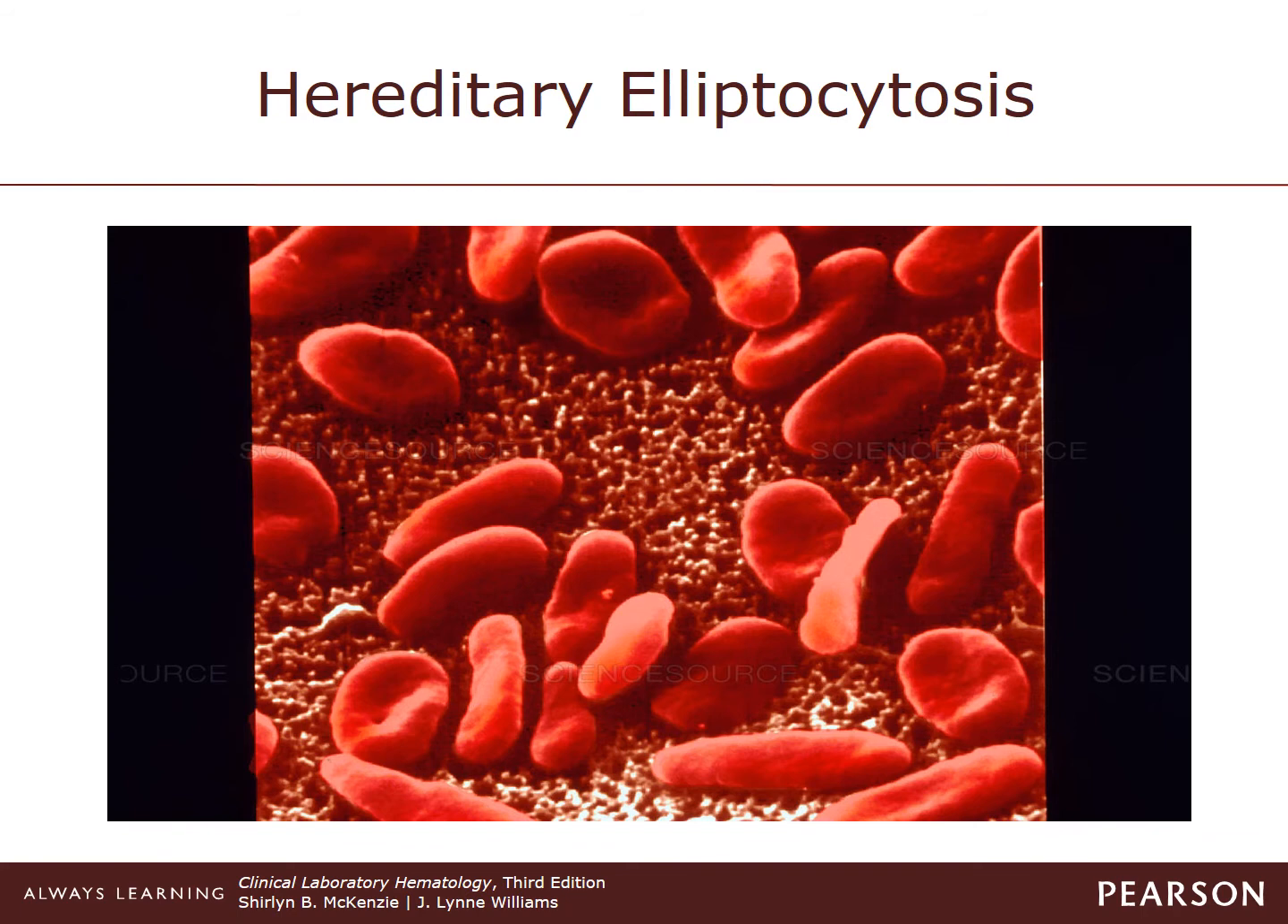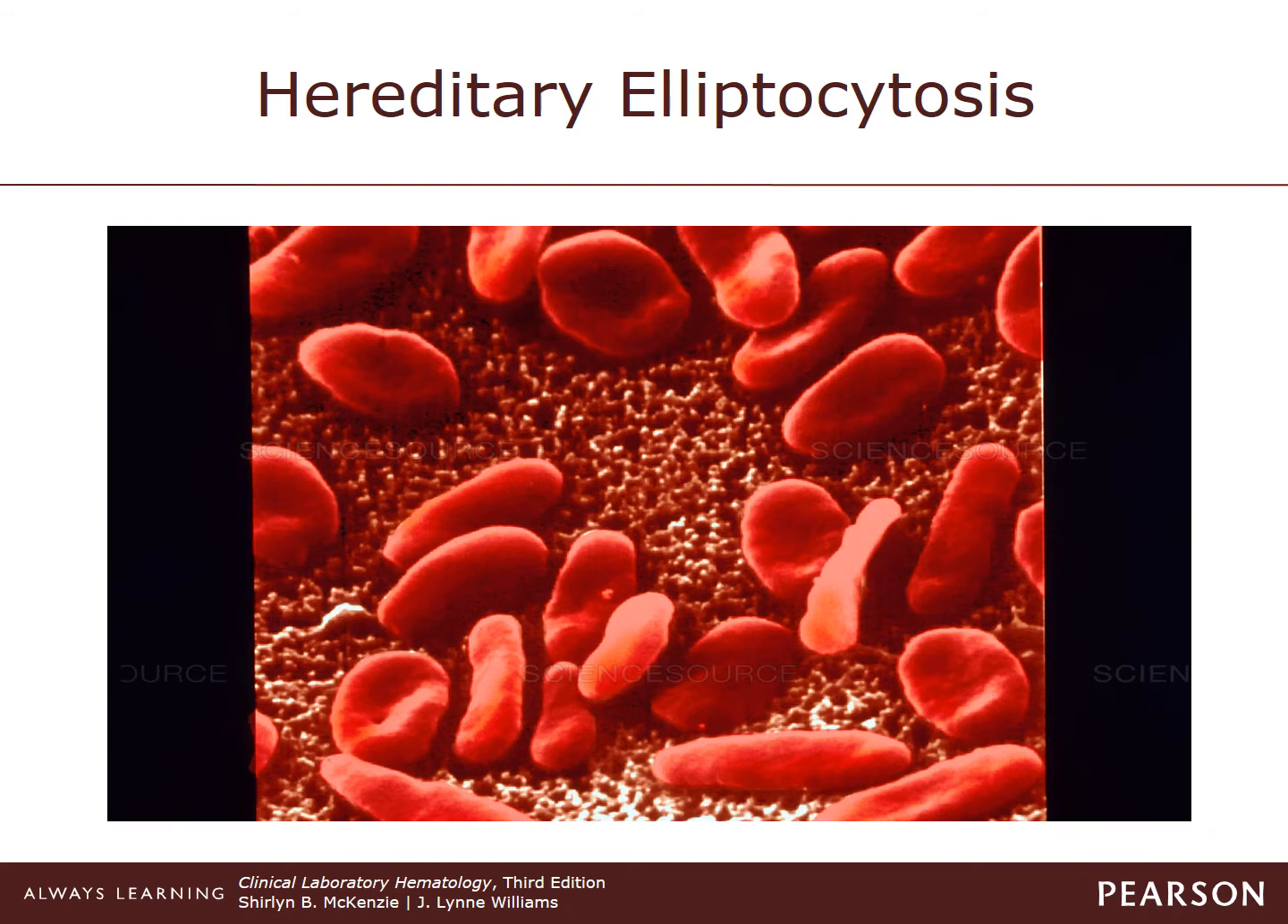Now, this is a defect in the horizontal membrane protein interaction where you normally see a deficiency of glycoprotein C. You have abnormal anion transport and an increased affinity to ankyrin. Here, the skeletal disruptions lead to the elliptical shape, and you have decreased association of spectrin dimers to form tetramers.